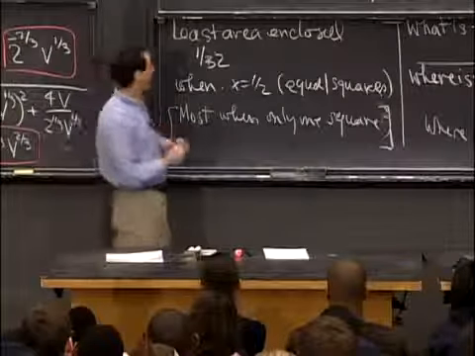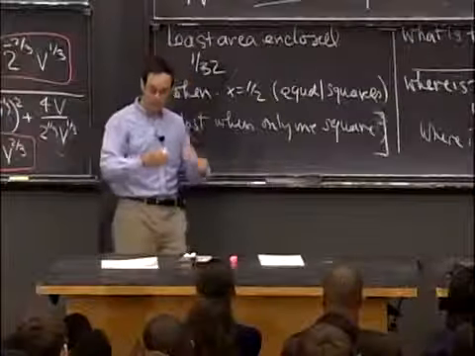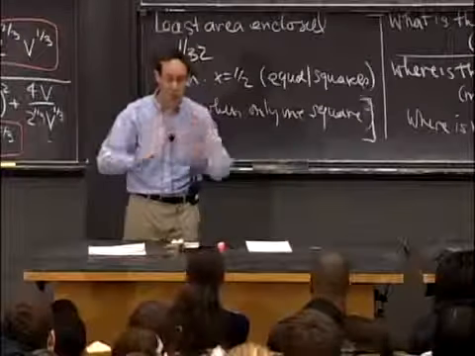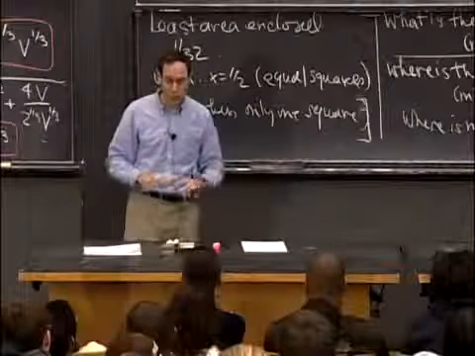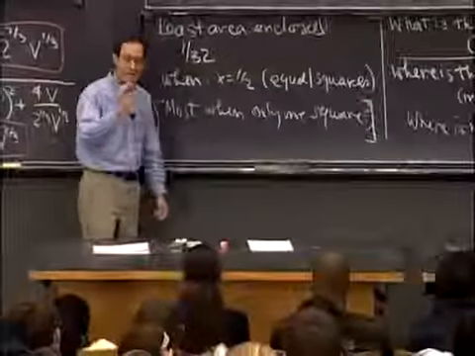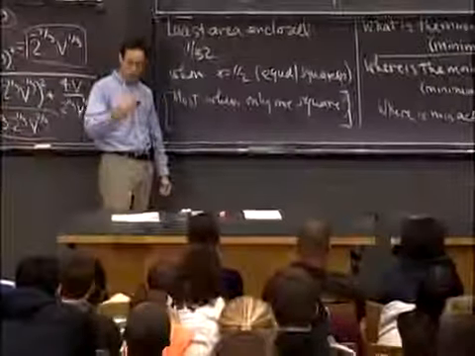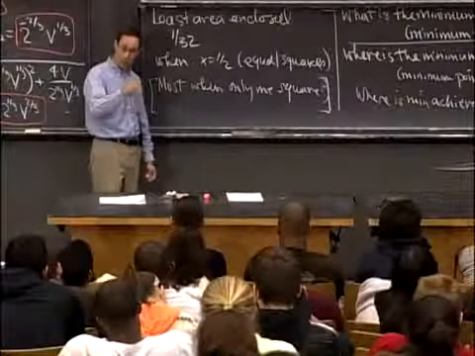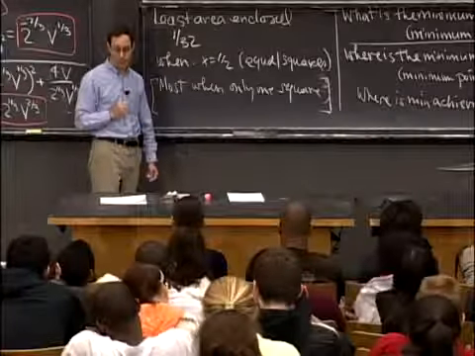The most famous of these is that the circle encloses the most area for its circumference. And again, that's only true if you take the square of the circumference. You do the units correctly. All right?